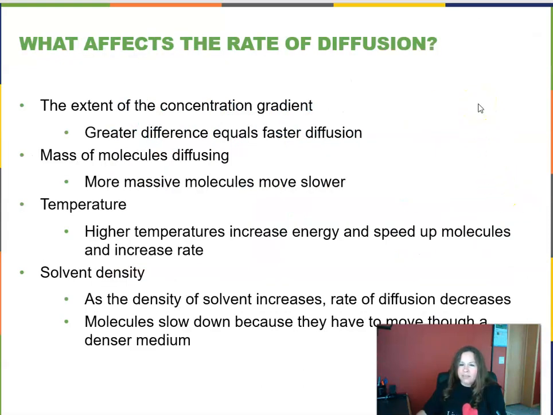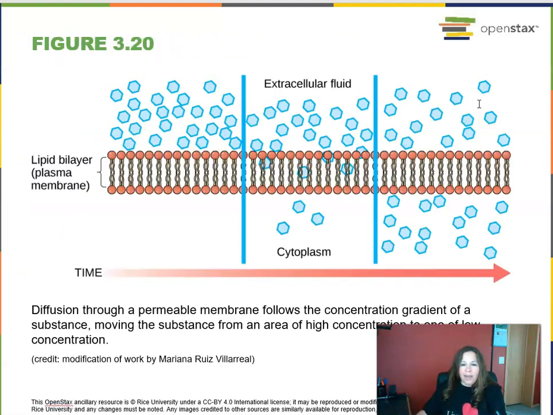So how fast, or what is the rate of diffusion? What affects that? Well, first of all, the extent of that concentration gradient. Back in the picture, in this first section, there would have been a great difference between the extracellular fluid and the cytoplasm. So we would have had a greater rate of diffusion here because of the bigger difference between the two areas. Whereas in the next picture, it's a little less, so it would slow down, and finally our rate would really decrease when those areas are both pretty equal.